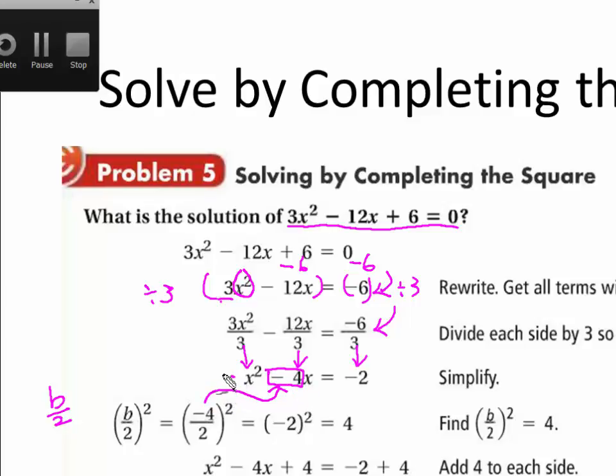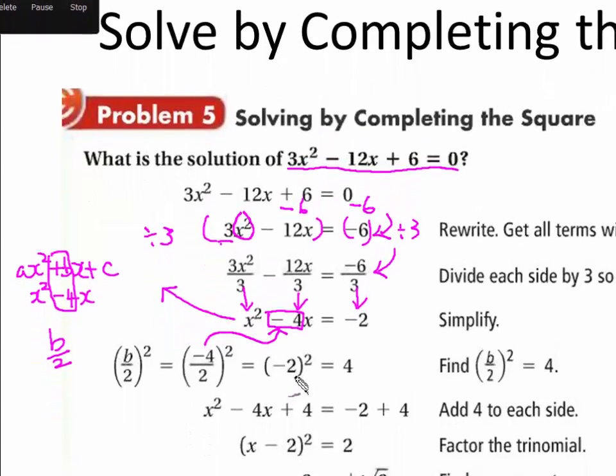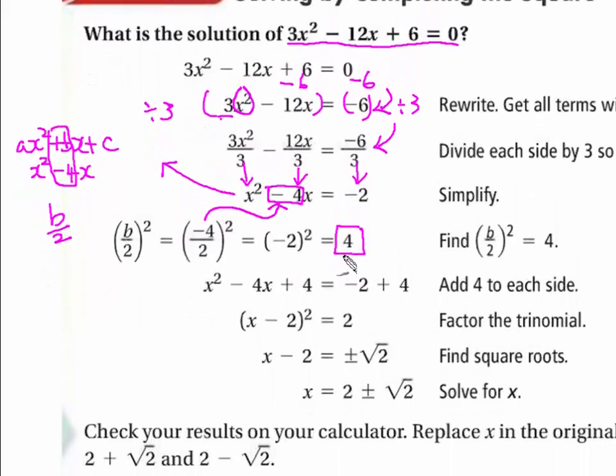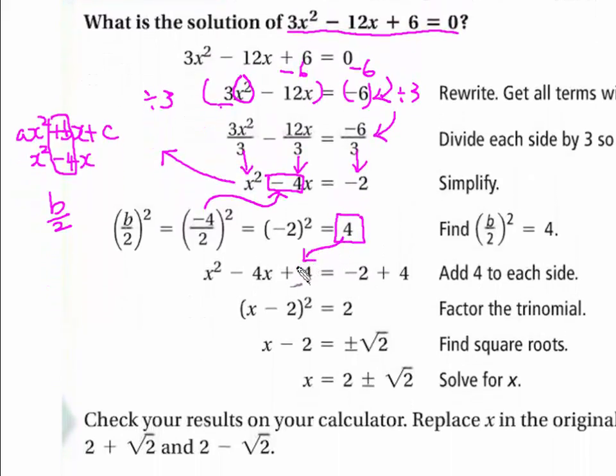If you cannot see it, I'm going to write it right here for you. ax squared plus bx plus c is the standard form, and if you line them up, x squared minus 4x, so b is negative 4 right here. And after you simplify (b over 2) squared, it will give you 4. And then we add 4 to each side because this is an equation.